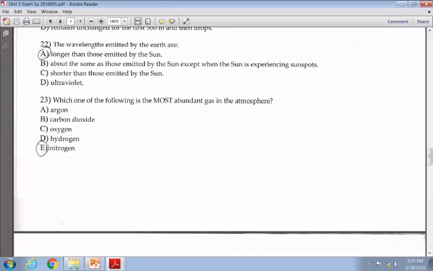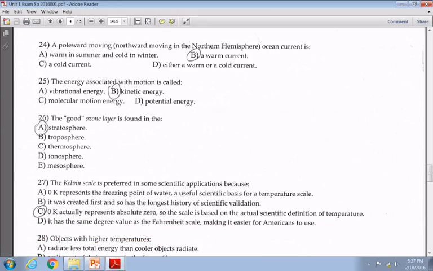Question 23, which is the most abundant gas in the atmosphere now anyway? The answer there is E, nitrogen. Question 24, if you have a current that's moving towards the poles, it must be carrying warm water from the equator, so B is the best answer there. Energy associated with motion is B, kinetic energy. Good ozone is located in the A stratosphere. Question 27, on the Kelvin scale, it's most preferred in science because the best answer there is A, that 0 Kelvin or absolute Kelvin actually has some scientific meaning of no motion.